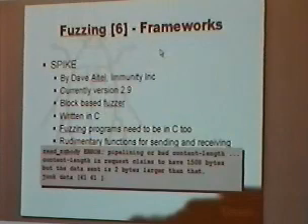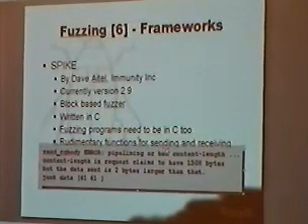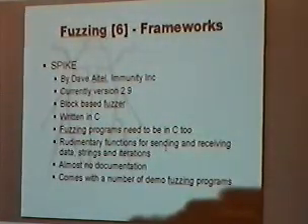Now, the first and most well-known fuzzing framework is Spike. Written by Dave Aitel. It is, as far as I know, currently at 2.9, unless he released 3.0. It's a block-based fuzzer written in C. Unfortunately, the fuzzing programs that you write have to be in C as well. So it provides rudimentary functions for sending data, for iterating through strings, making big strings, and that's pretty much it.